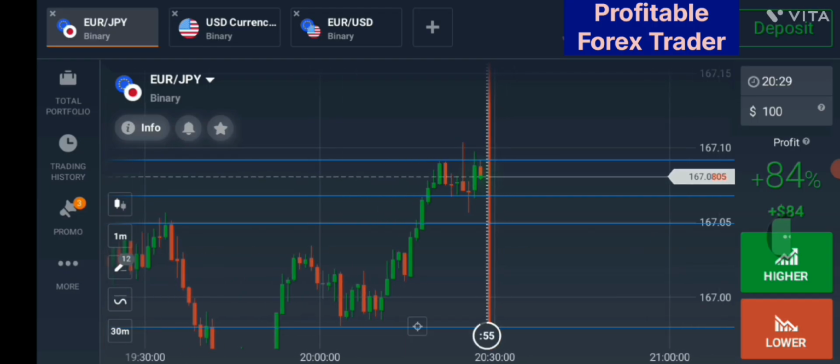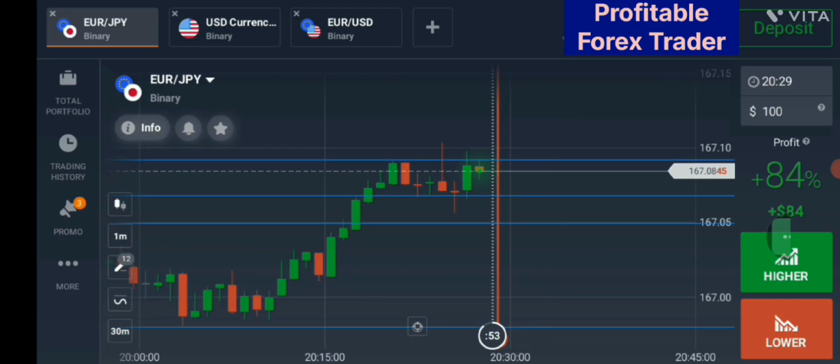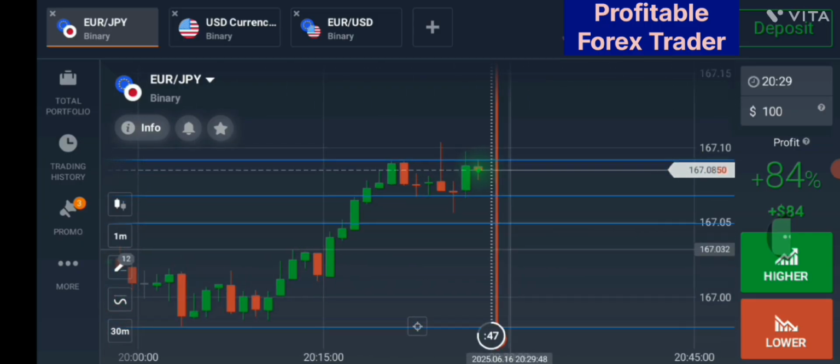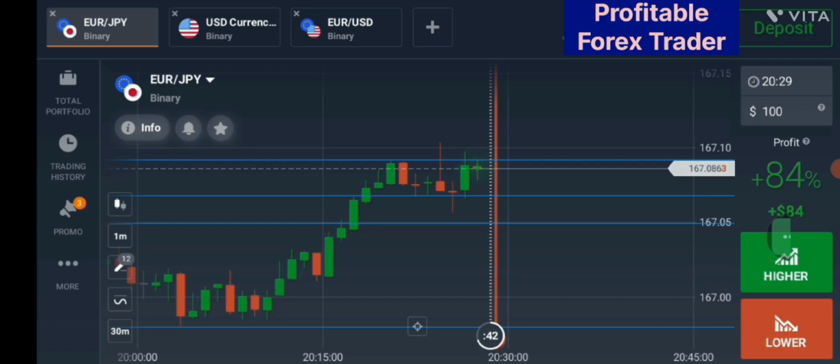Okay, let's see. See what we have. It gets down to this point. You see it's on an uptrend, so I won't sell here. I'll wait for it to get down here.